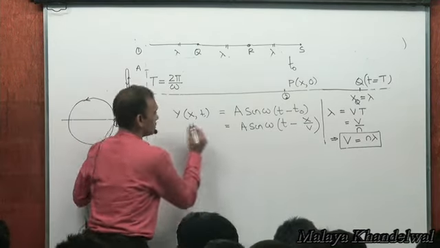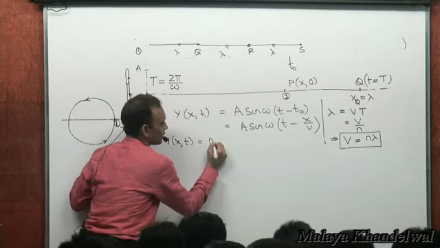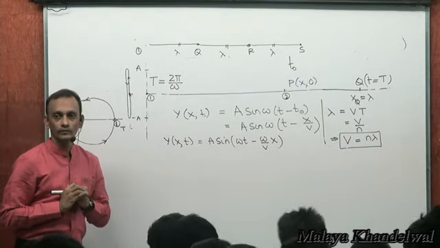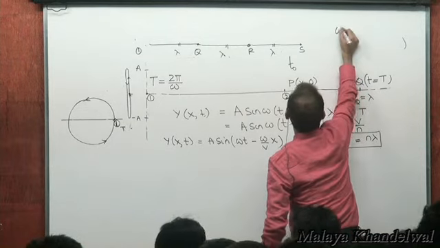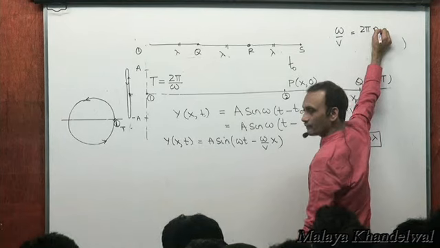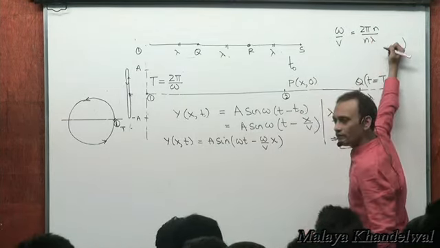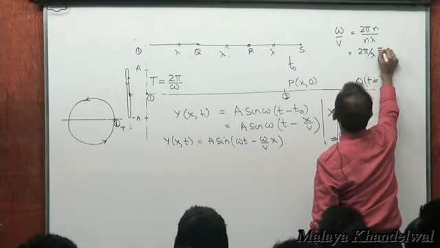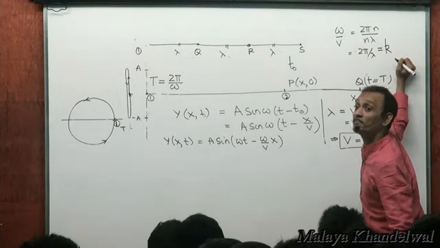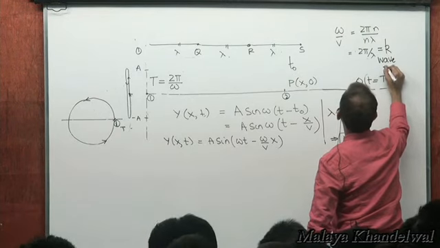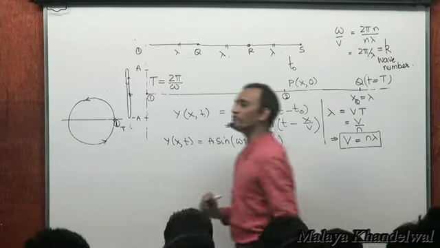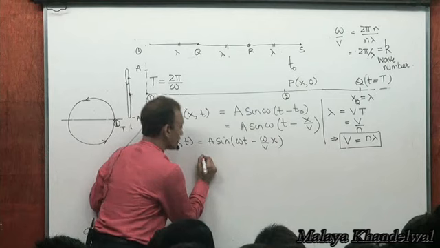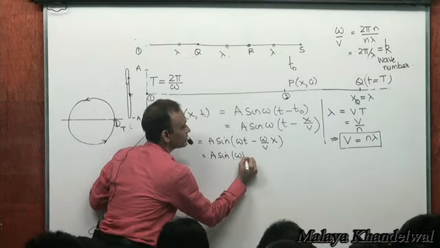So this I may further want to write as A sine omega t minus omega by v into x. Omega by v is what? Omega is 2 pi n. V is n lambda, the wave velocity. So this becomes 2 pi by lambda. And this 2 pi by lambda is commonly described by the letter k, and it's called the wave number of the wave. Clear? So I could write this as A sine omega t minus kx.